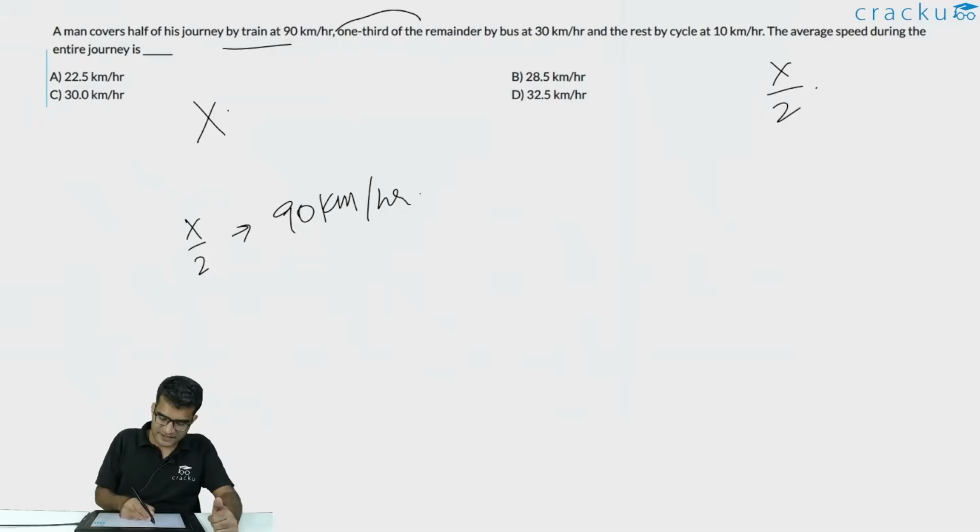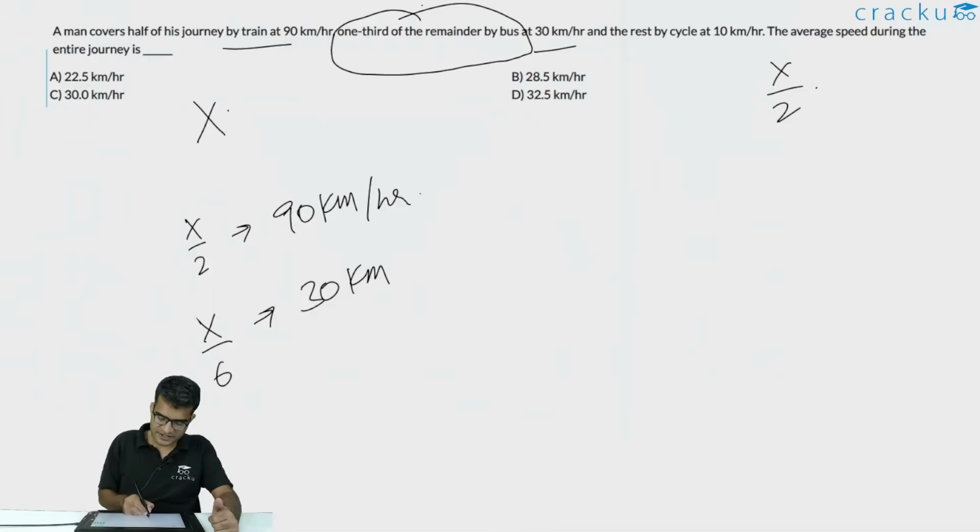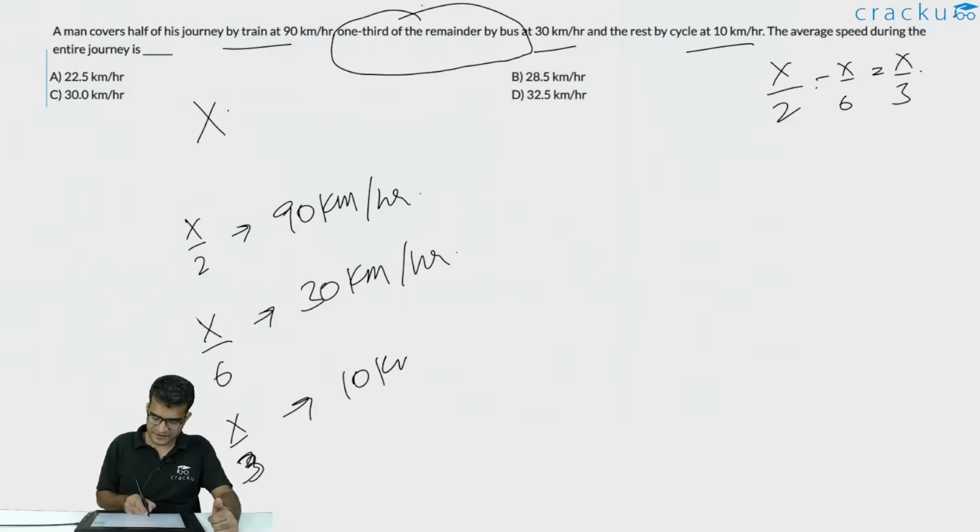We are told that 1/3 of the remainder is travelled at 30 km per hour. So x by 6 is travelled at 30 km per hour. Now what is remaining? It will be x by 2 minus x by 6, which is equal to x by 3. This he travels by cycle, and he travels at the speed of 10 km per hour. We are required to calculate his average speed.